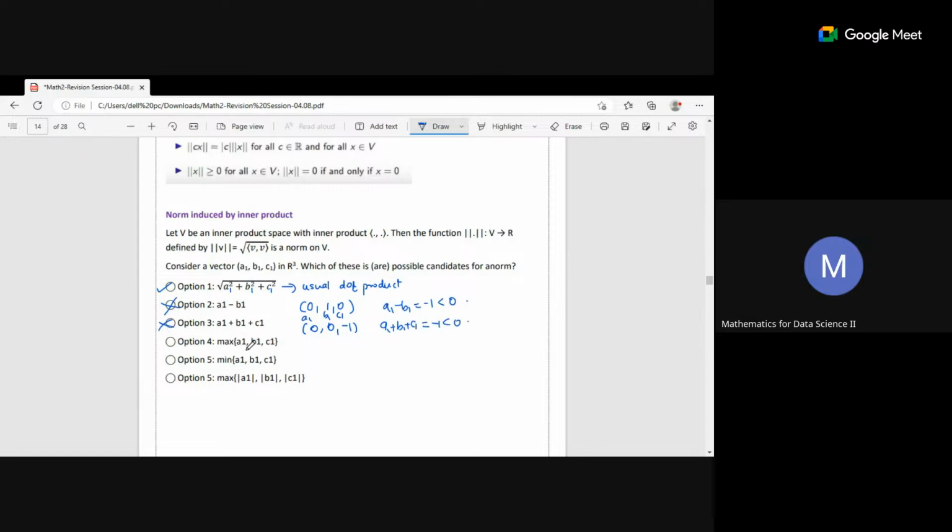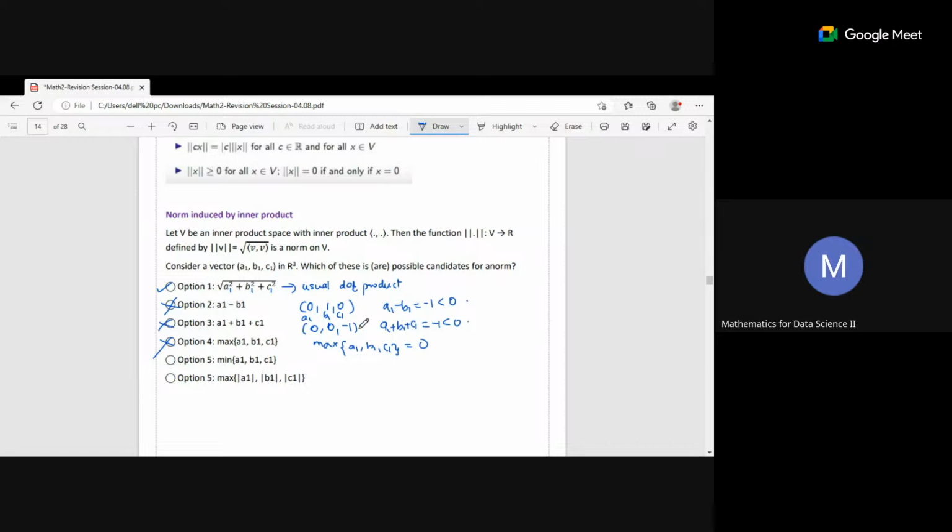What about this one? Maximum of A1, B1, C1. You can take the same element also. What is the maximum of this? It will fail the 0 condition. Maximum is 0. But is this a 0 vector? No. It is 0, but the vector is not 0. So this condition fails. It is a non-zero vector for which the norm is 0. So this condition fails.